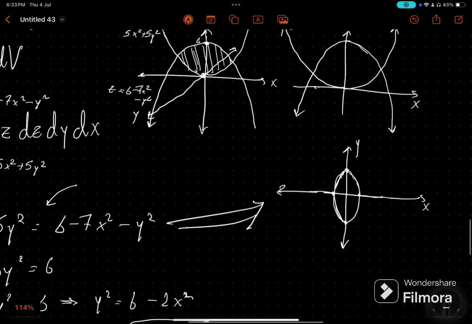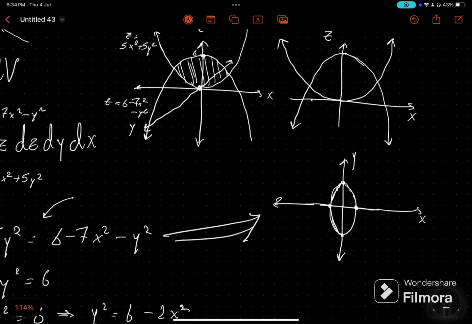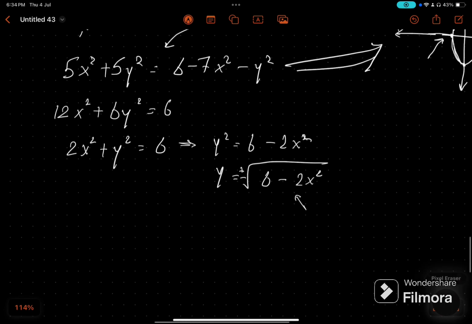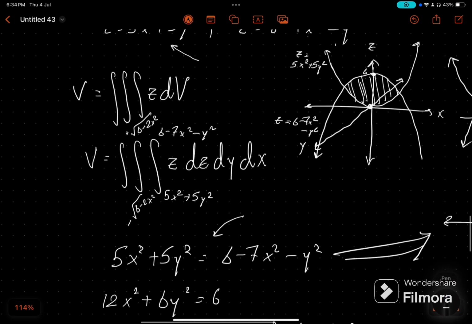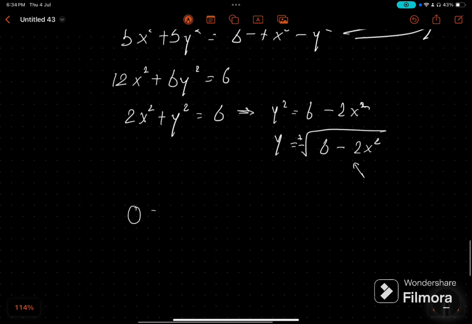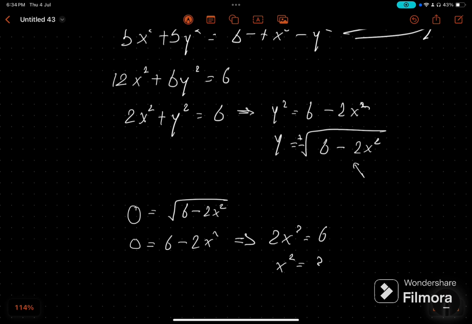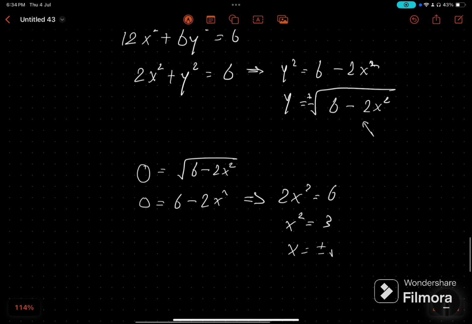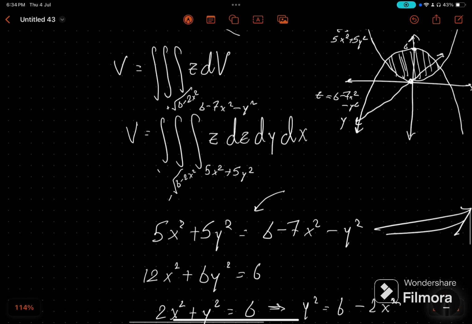And for x, we need to find first the intersections with the x-axis. What are the intersections with the x-axis? This can be done by letting y equal 0. So 0 equals 6 minus 2x squared, so 2x squared equals 6, x squared equals 3, and x is plus or minus root 3. So we have minus root 3 and root 3. And that's basically the volume.